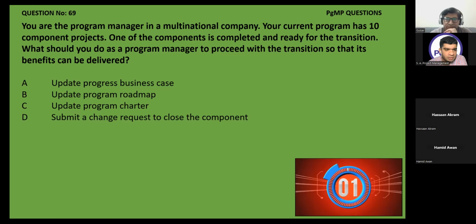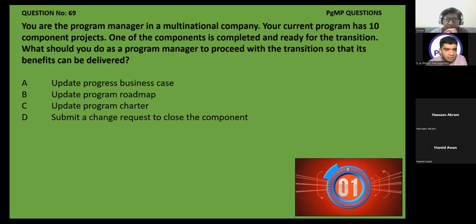Yes, you are the program manager in a multinational company. Your current program has 10 component projects. One of the components is completed and ready for the transition. What should you do as a program manager to proceed with the transition so that its benefits can be delivered? A, update program business case. B, update program roadmap. C, update program charter. And D, submit a change request to close the component.